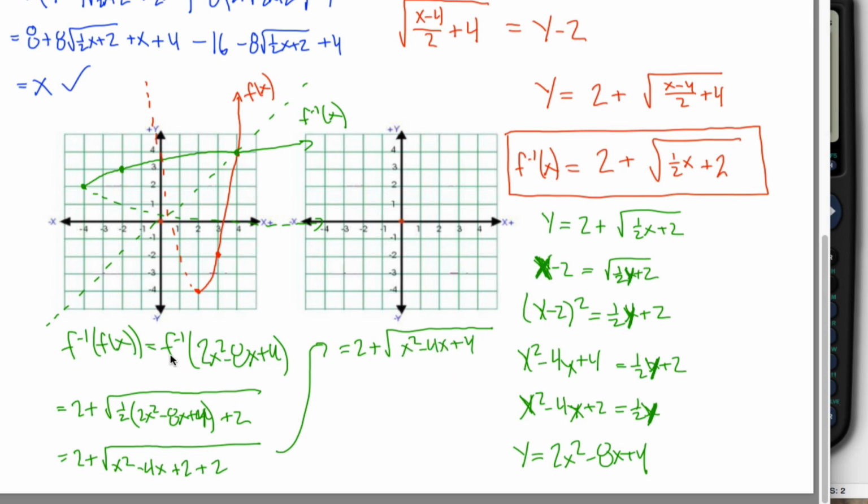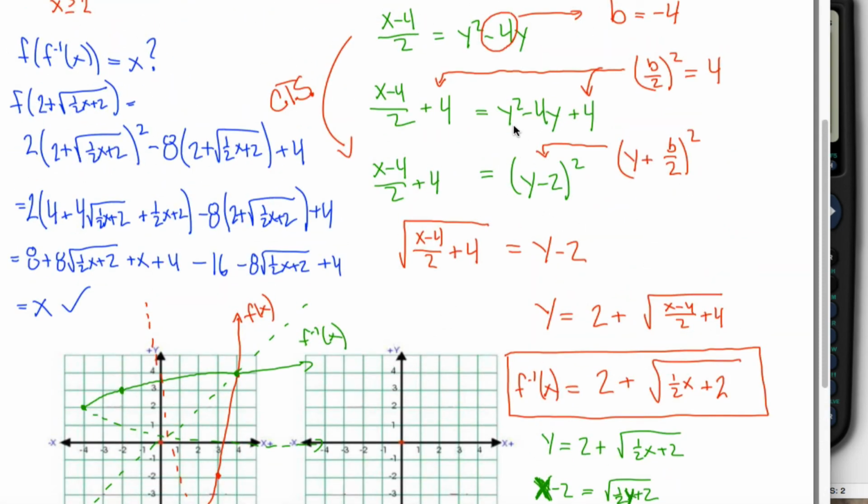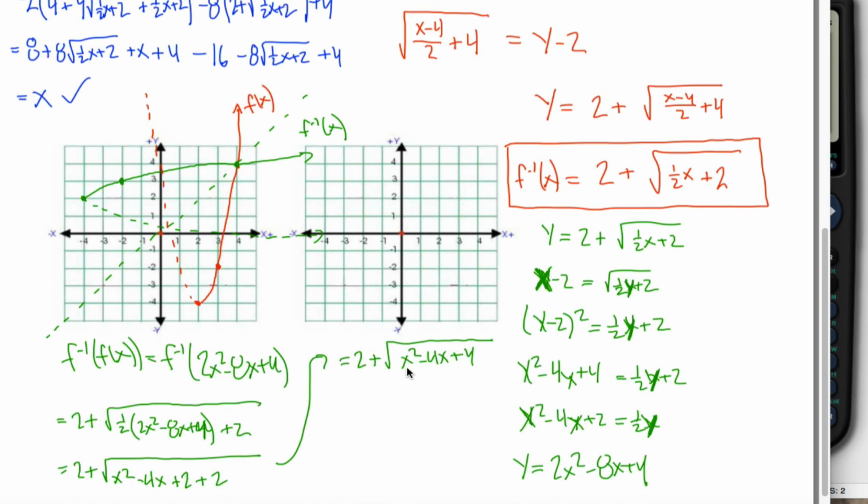Wait, isn't this supposed to be equal to x? I'm composing a function and its inverse. If I did things right, this should be equal to x. It's hard for me to see how this is equal to x. It is. See it? This thing underneath the radical is a perfect square.